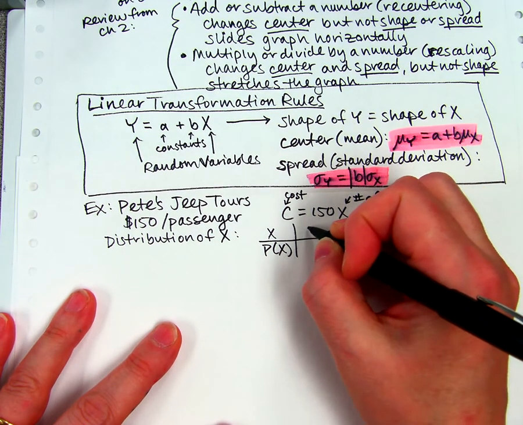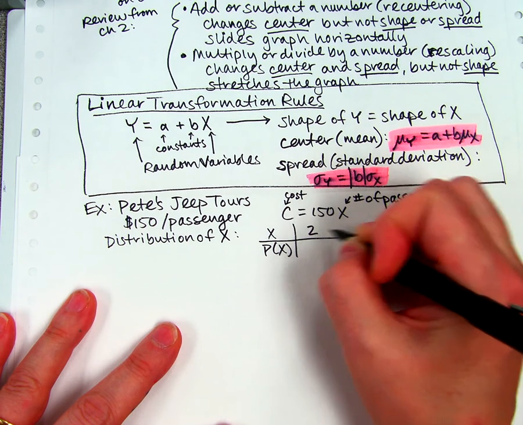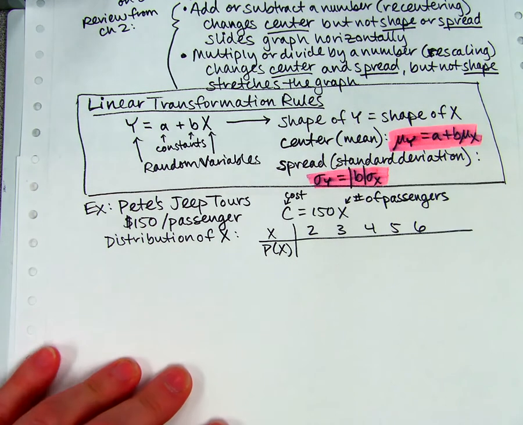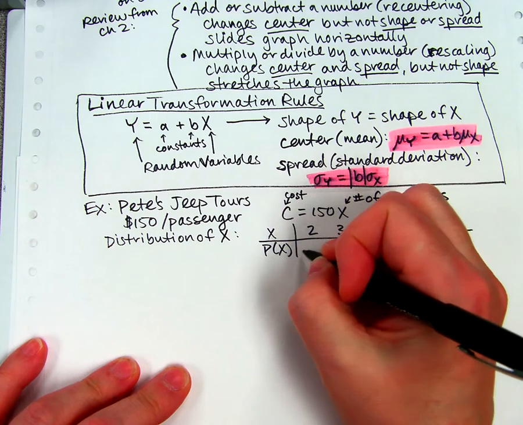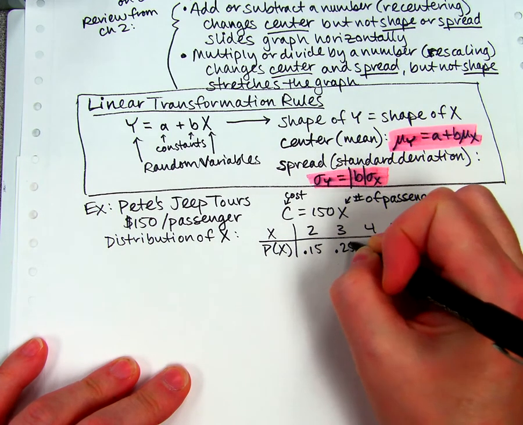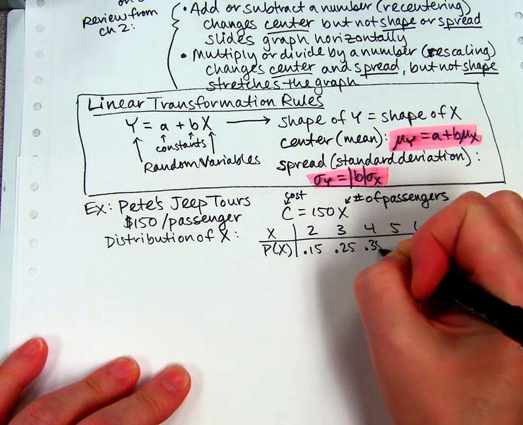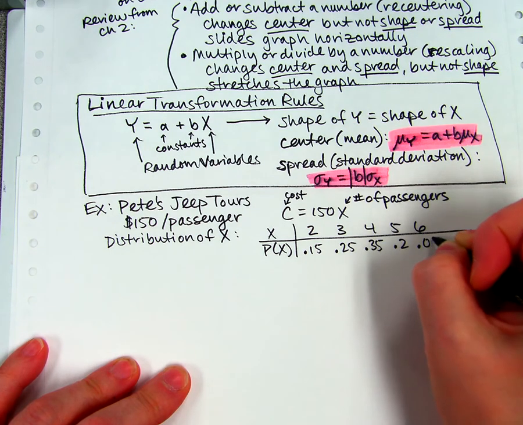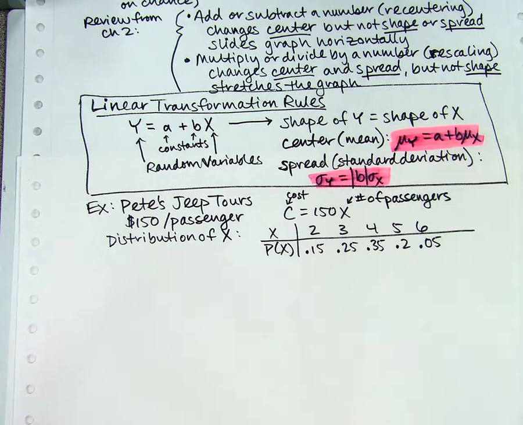Let's say he never takes out only one person at a time. He could have 2 passengers, 3, 4, 5, or 6, and that's how many he can fit in his Jeep. So we'll stop there. And these are the probabilities or the proportions of times that this happens. The most likely thing is it'll be 4 people wanting the tour, but sometimes he has 5, and very rarely he has 6, 5% of the time. We could check that and add up the probabilities and make sure they really add up to 100%, which they do unless I made a mistake somewhere.